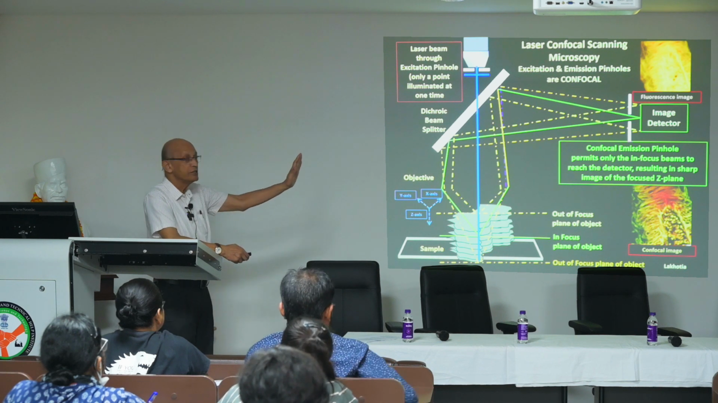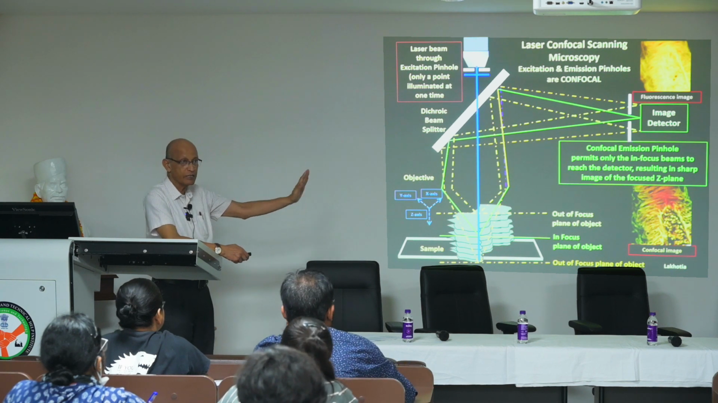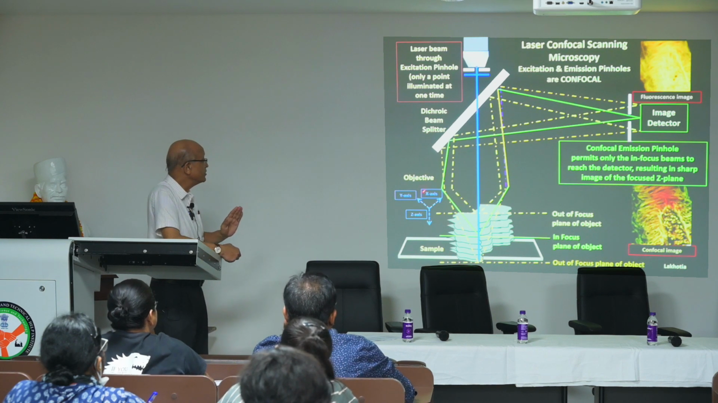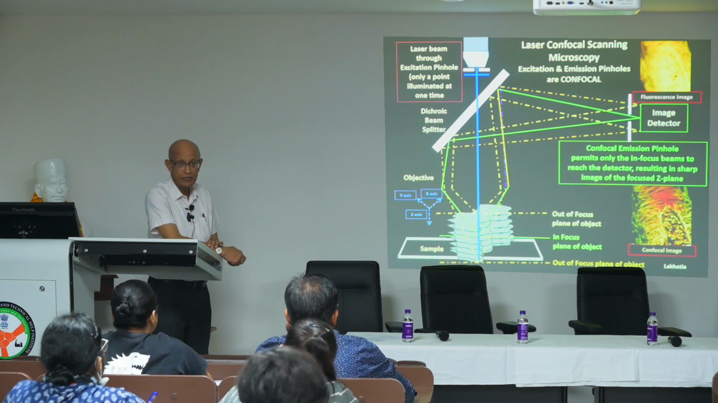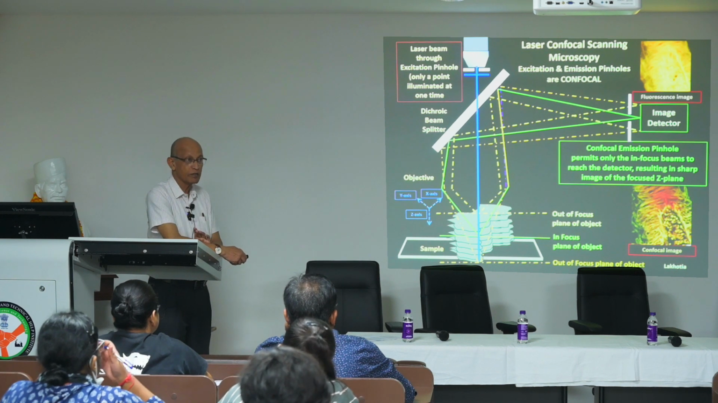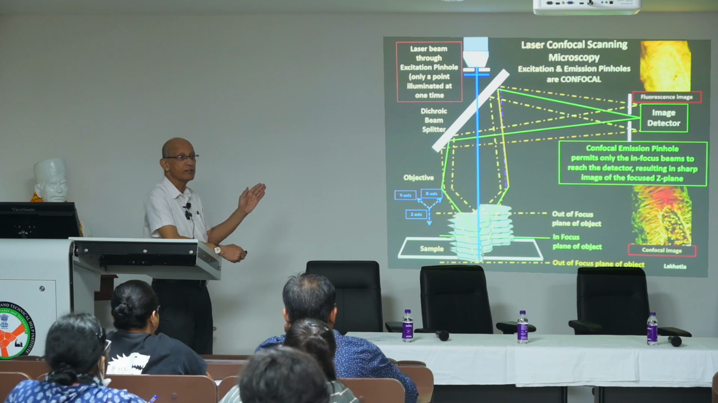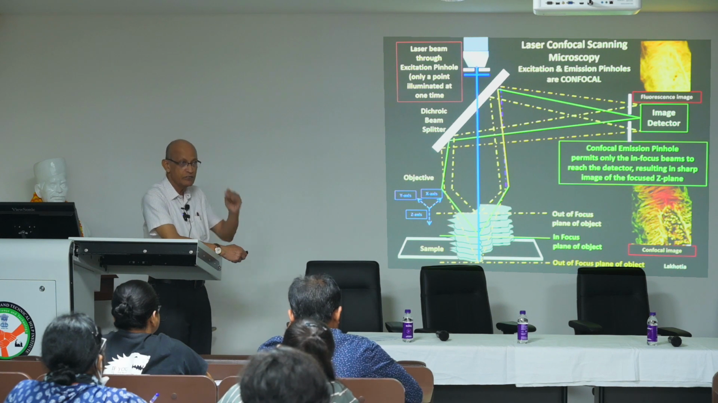So we need a detection system that can detect this, but then we need a system which can collect images from all the three axes. And that's why we talk of a scanning confocal microscope, that it must scan the entire area in the XY direction and in the Z direction.